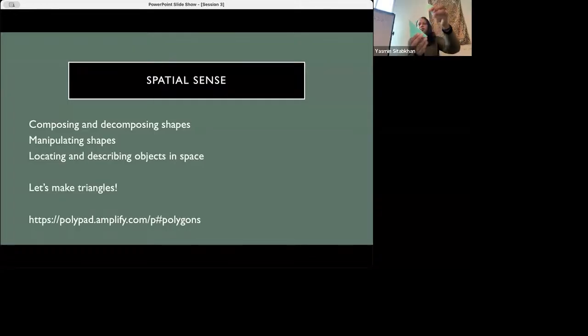Look, from 2 triangles, I can make a square. If I add this, I can make this shape. I can make a house. Right? What can you make? Just play around with it. Thank you to those of you that have those materials. Just start making some triangles and see what you can make.